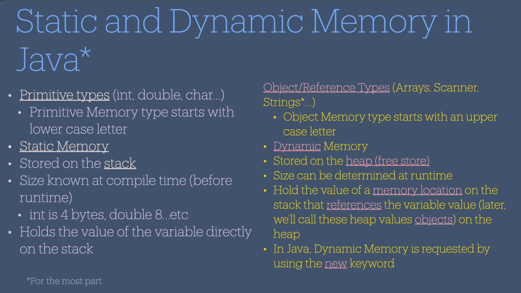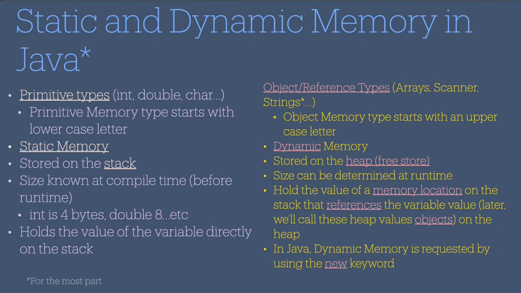And the way we do that is that we have just a reference on the stack that's referencing memory in the heap, and in the heap, we can have as much memory as we need to hold that particular variable. Okay, so we hold the value of a memory location on the stack that references the variable value, and later we'll call these heap values objects. You might have already noticed that in Python Tutor, they have the frame on one end and objects on the other side, and the frame is our stack and objects are our heap. Okay, we'll call these heap values objects on the heap.